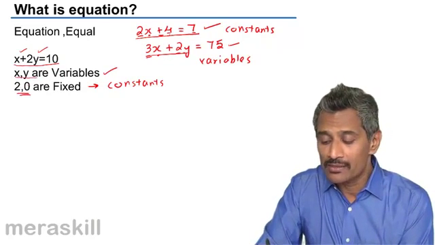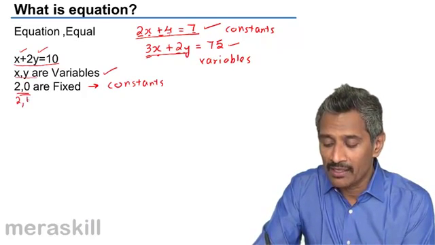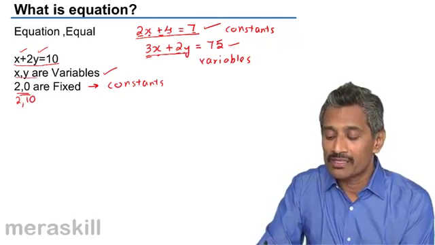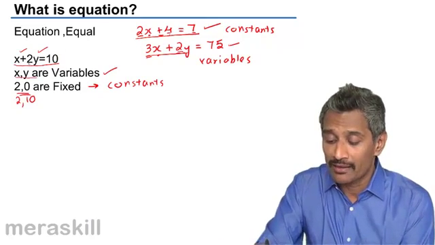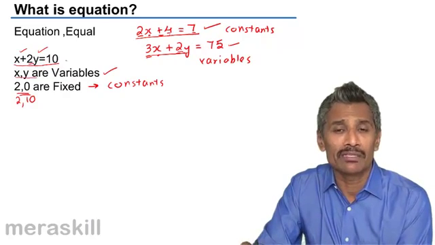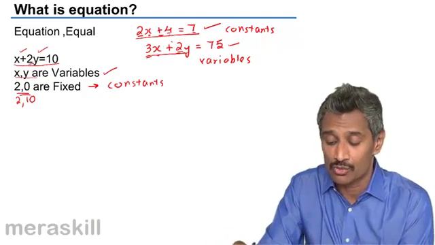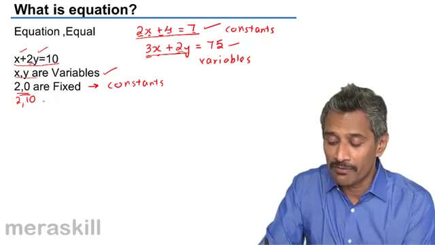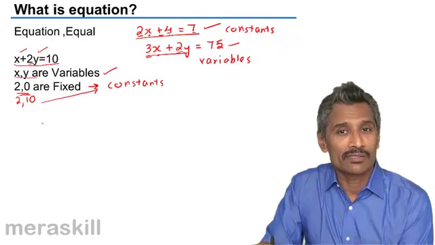Here 2 and 10. Okay, sorry, this is not 0. This could be 2 and 10. 2 and 10 are fixed. The value of 2 and 10 is going to remain the same. 2 remains the same in any situation. 10 remains the same in any situation. So 2 and 10 are fixed. Hence we call them constants.